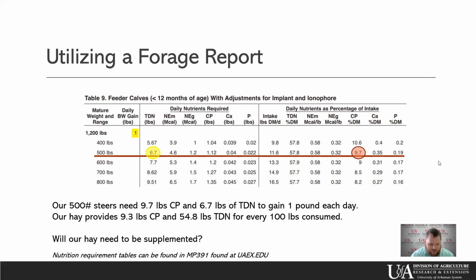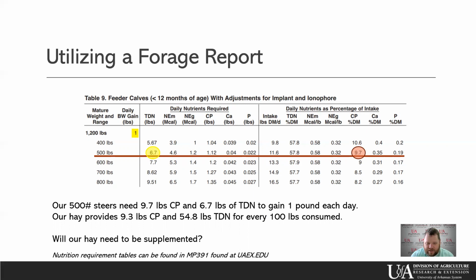So our hay that we had, I put it into pounds in here, but it doesn't necessarily have to be that way. Basically, we need 9.7 and 67, and the hay that we had is 9.3 and 54.8. So we don't meet the TDN requirement. That's going to be something that needs a little more supplementation. We're really close to the crude protein requirement, just 0.4% off.